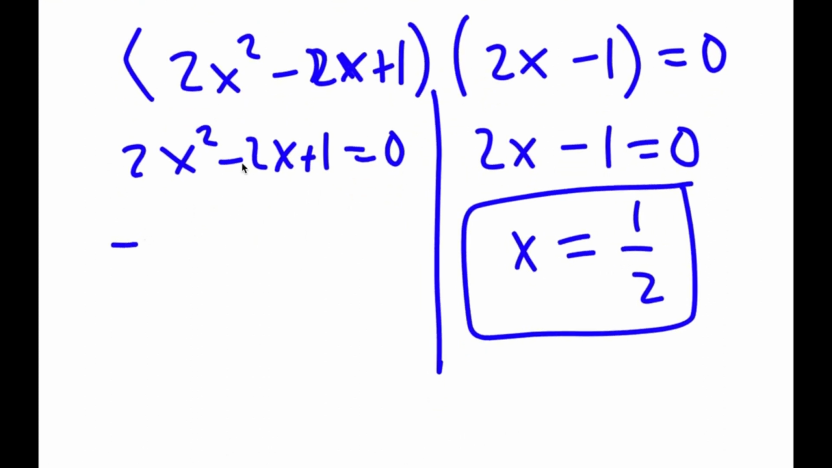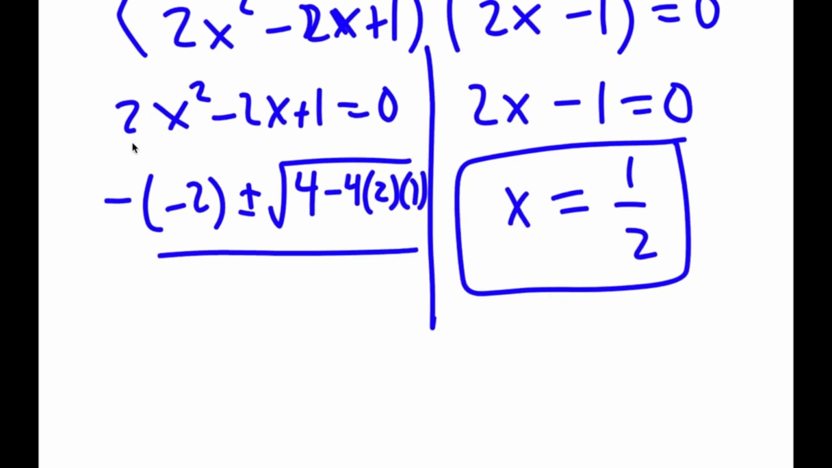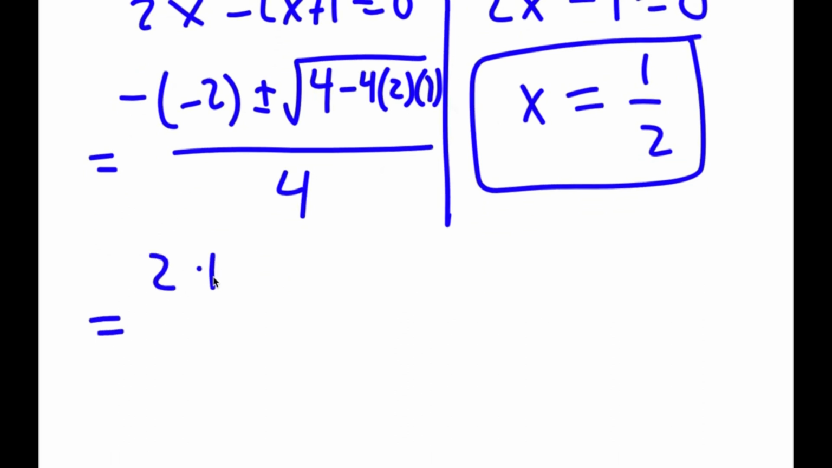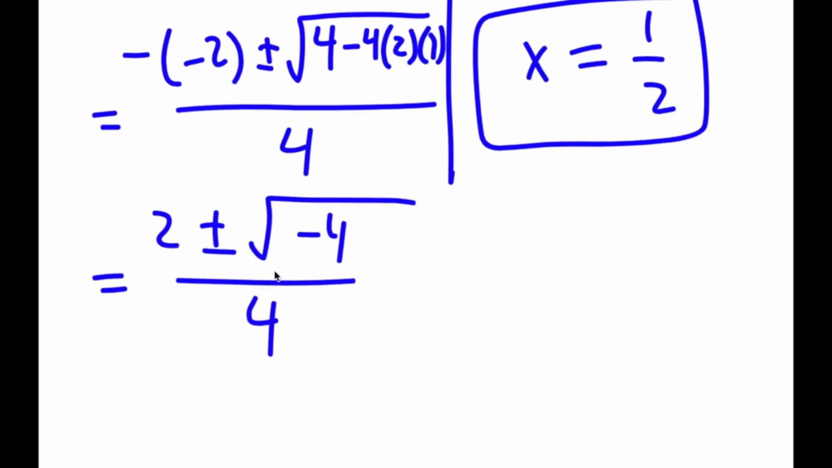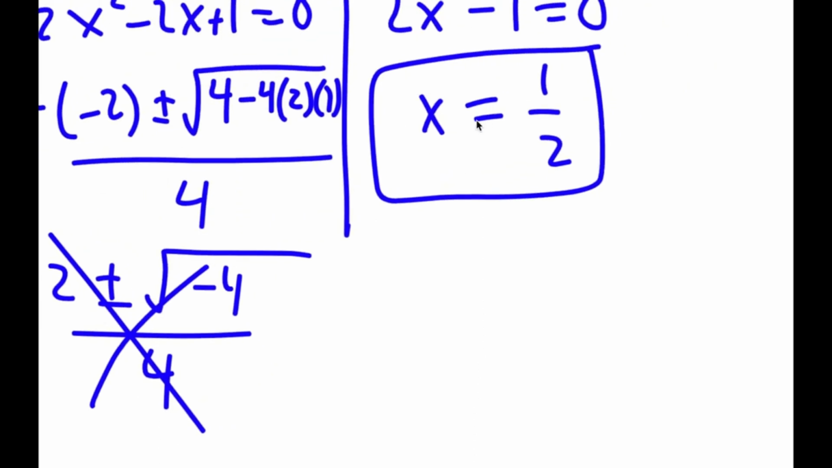which is negative b. So negative of negative 2 plus or minus the square root of b squared, negative 2 squared, which is 4, minus 4 times a, which is 2, times c, which is 1. And all of this over 2a, so 2 times 2, which is 4. And now this is the same thing as positive 2 plus or minus the square root of 4 minus 8, which is negative 4, over 4. And as you can see, we have the square root of a negative number, which we can't do. So my only solution here is x equals 1/2. So x equals 1/2 is my answer.